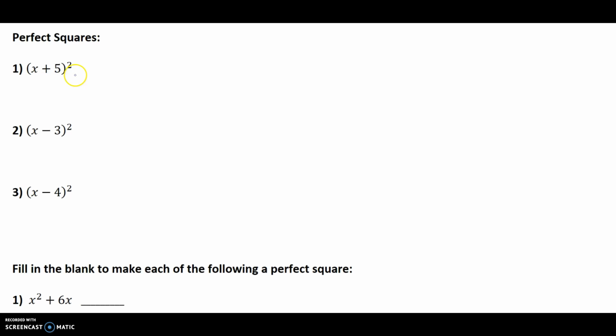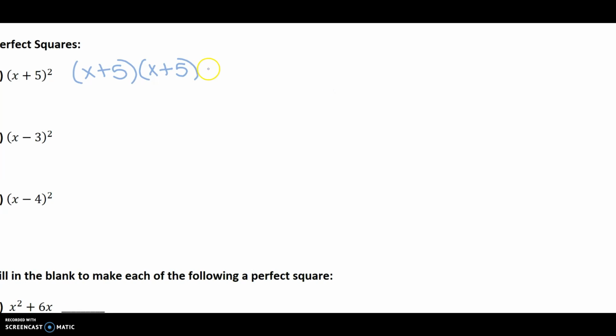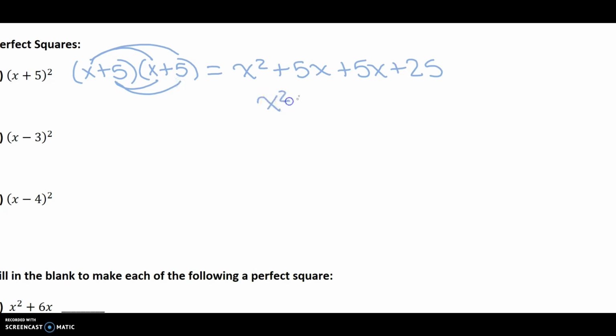So for example, x plus 5 squared means x plus 5 times x plus 5. So after double distributing, I get x squared plus 5x plus 5x plus 25, which simplifies to x squared plus 10x plus 25.